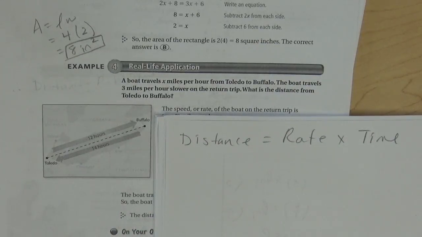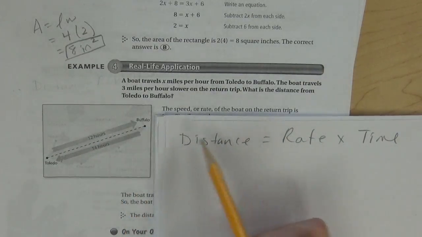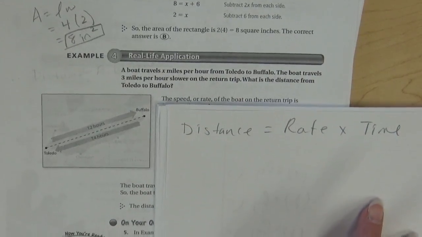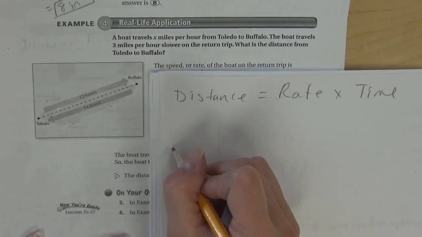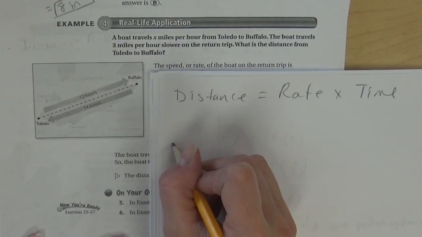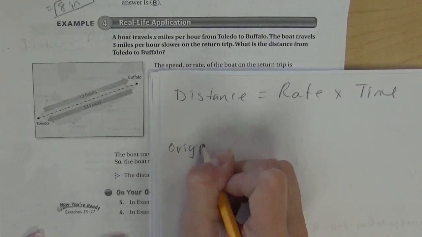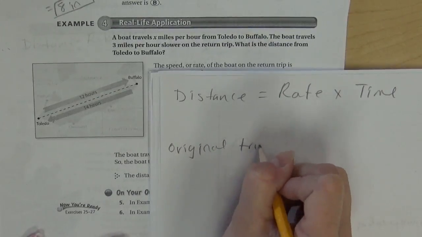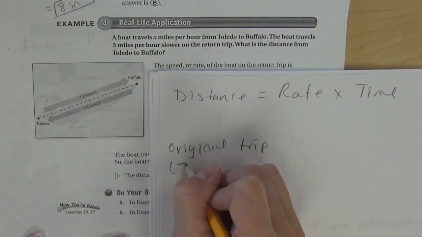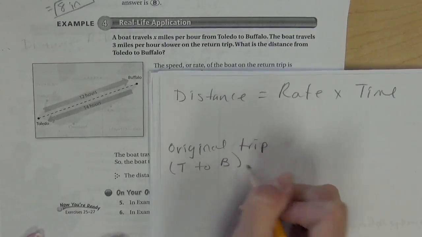And we also need to organize our information. So what's going on in this problem? We've got a boat traveling from Toledo to Buffalo, and then it makes a return trip from Buffalo to Toledo. So those are the 2 trips that it makes. I'm going to organize this into a chart. So we've got the original trip. Okay, this was Toledo to Buffalo.